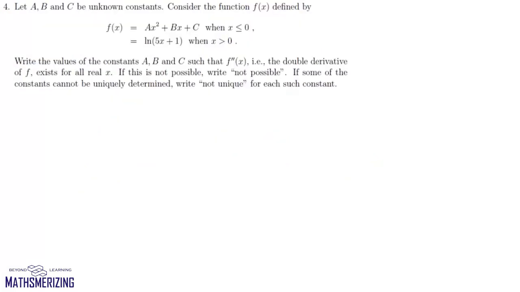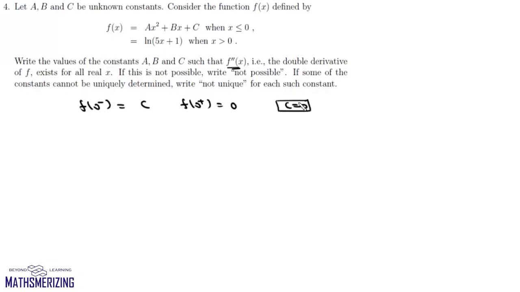Now the fourth question is, let a, b and c be unknown constants. Consider the function f(x). Now we need to write the values of a, b and c such that f double dash x exists for all real x. Now for f double dash x to exist, the function should be continuous, and this function is continuous everywhere. We just have to check its continuity at 0. So f(0 negative) is c, and f(0 positive) will be log 1, which is 0. So if we compare it, we'll get the value of c as 0.